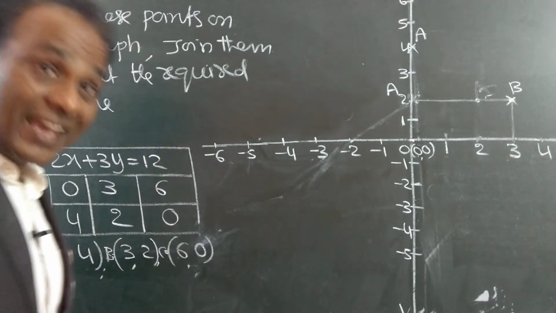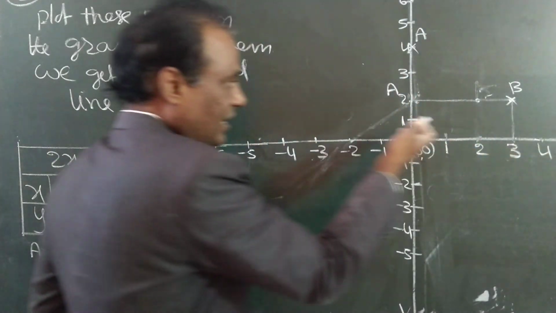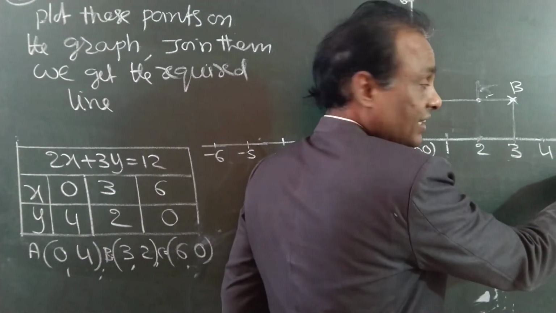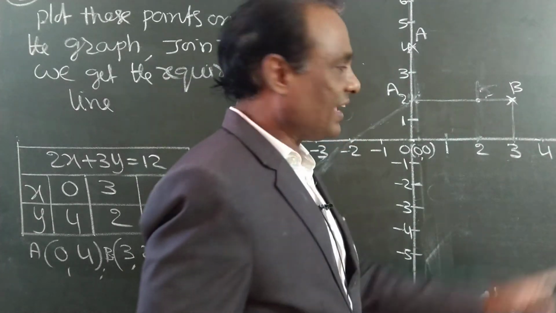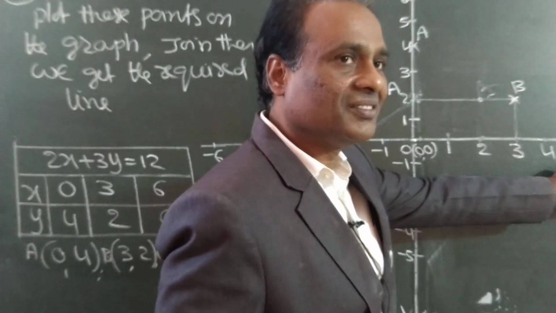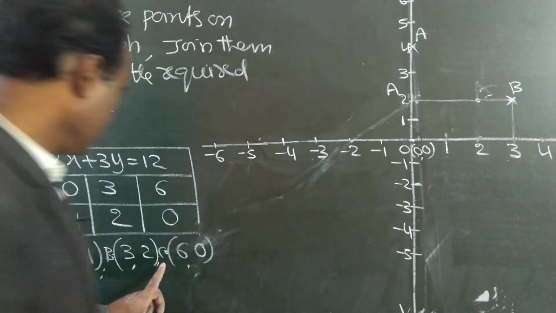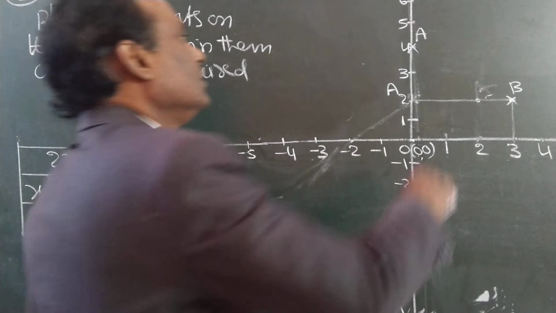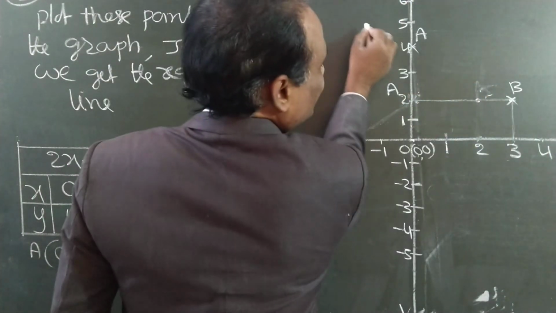x is 6, y is 0. See here, X-axis, x is 6. y is 0, that means here only. So this is our third point. Join them.